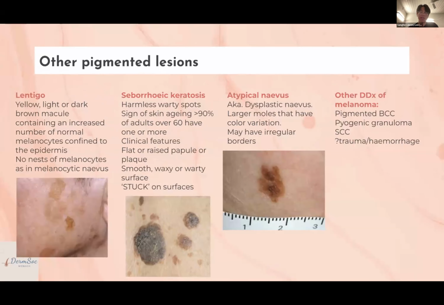And then there's other pigmented lesions like your lentigos, which are these hyperpigmented macules, commonly on sun-exposed areas. Seborrheic keratoses, which are flat raised papules with waxy, warty surfaces, and they sort of show a stuck-on appearance. And then others like atypical nevus, pigmented BCCs, pyogenic granulomas, SCCs, all those kinds of different things can be differentials for a melanoma.